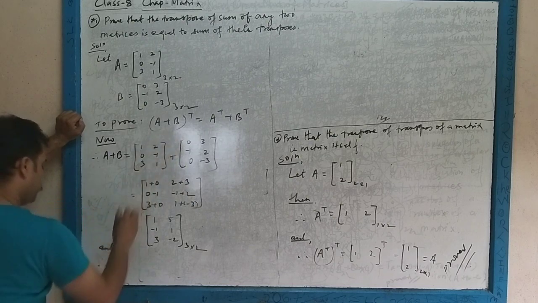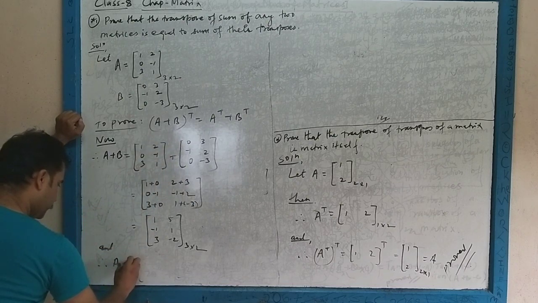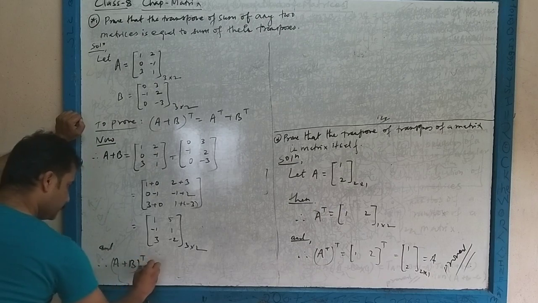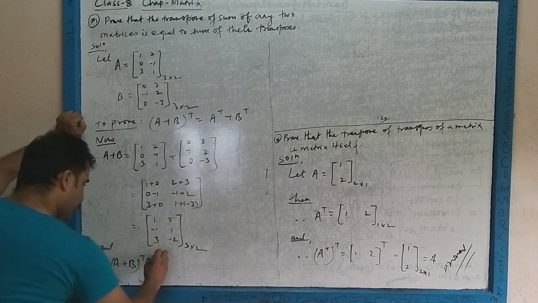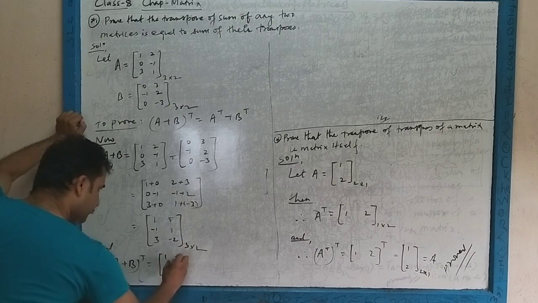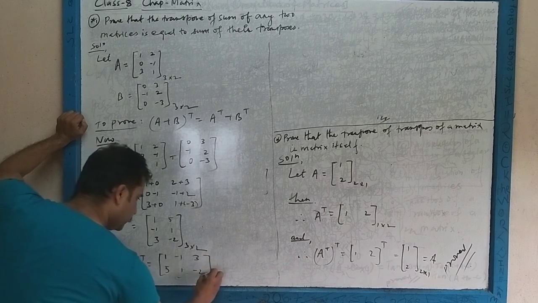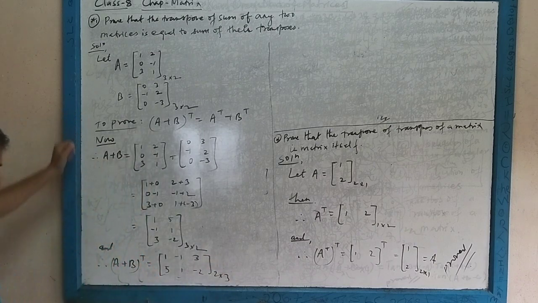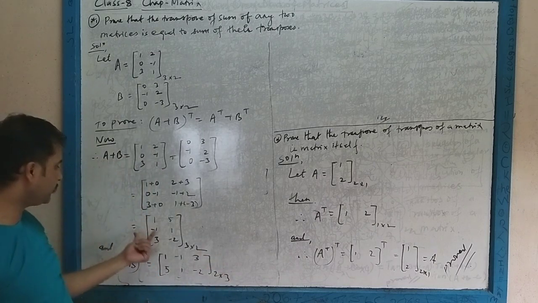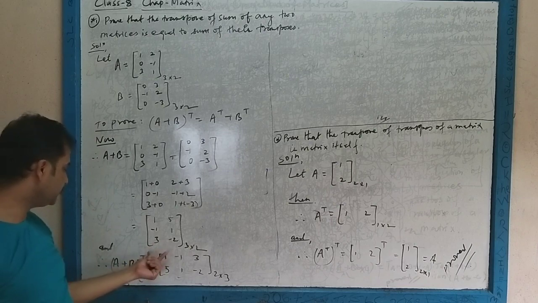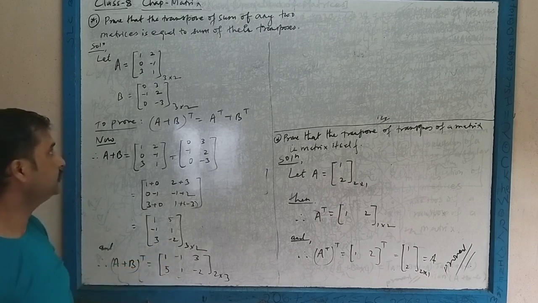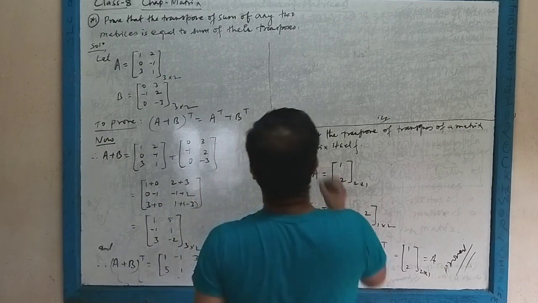I want (A plus B) transpose. So for (A plus B) transpose, rows will change into columns. So 1 and 5, minus 1, 1, and 3 and minus 2. It has 2 rows, 3 columns. We have found the value of the A plus B matrix. This is the A plus B matrix, and the transpose of A plus B is this result. Let's find the other side now.